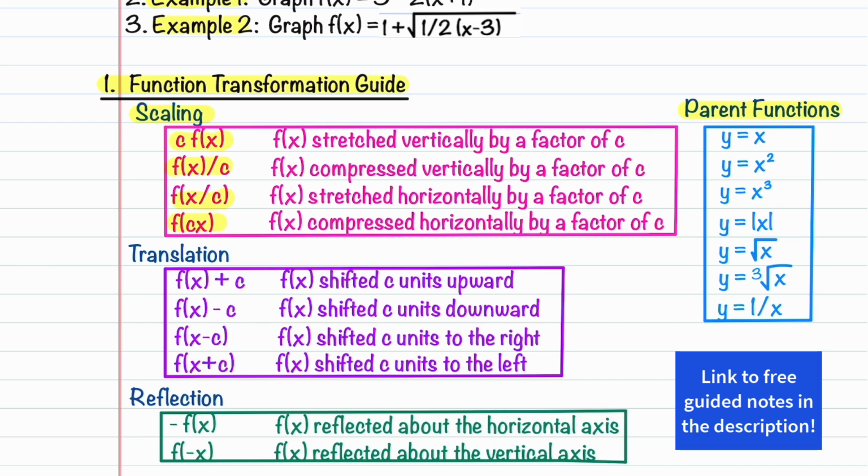After that, you'll translate the graph. When you translate the graph, all you're going to do is either move it up or down, or move it to the right or to the left. After that, for some functions, you may need to reflect the graph. You'll need to reflect the graph if there's a negative sign with the function, and in that case, you'll reflect it about the horizontal axis. Or if there's a negative sign with the x, you reflect the graph about the vertical axis.